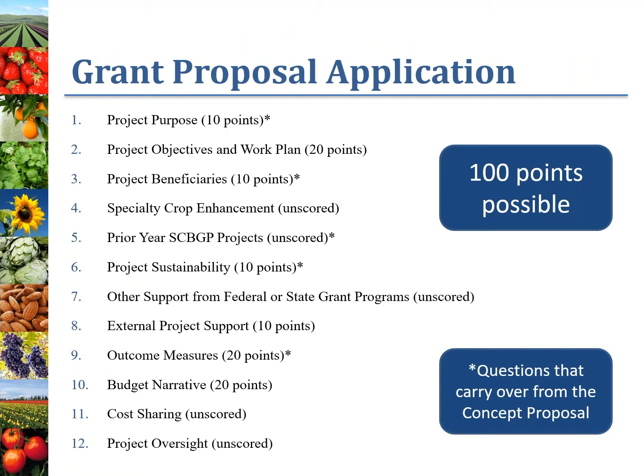The grant proposal application questionnaire consists of 12 questions, including 3 required templates and 1 optional template, for a total of 100 points possible. There are 5 questions that carry over from the concept proposal, which are marked with an asterisk on this and the following slides for your reference. It is expected that responses to these questions will be updated or expanded to address any administrative and technical review committee feedback that was provided from the concept proposal review, or to reflect the fully developed grant proposal.